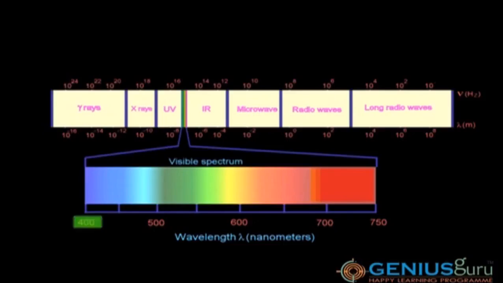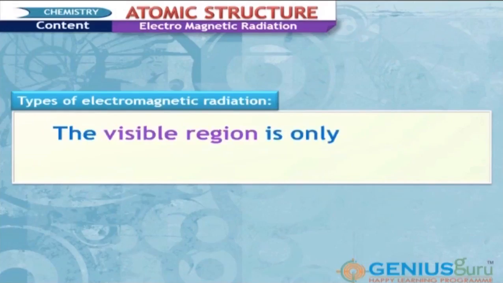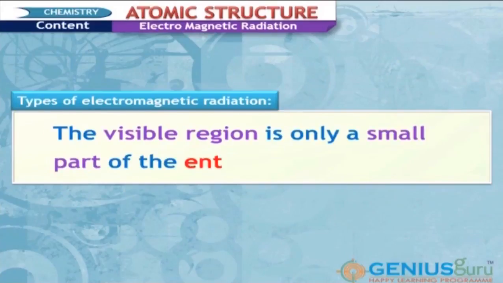Here 400 represents the wavelength of the violet light. The 750, expressed in nanometers, indicates the wavelength of the red light. So this visible light contains these 7 portions, with wavelengths between 400 to 750. The conclusion is that the visible region is only a small part of the entire electromagnetic spectrum.